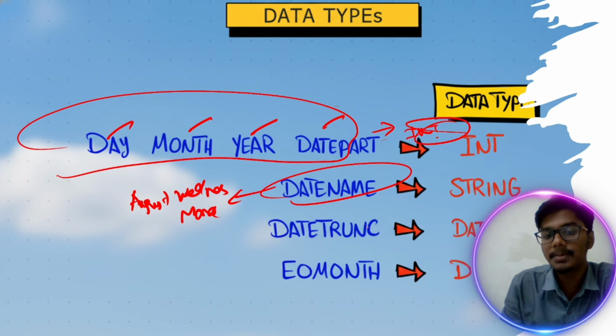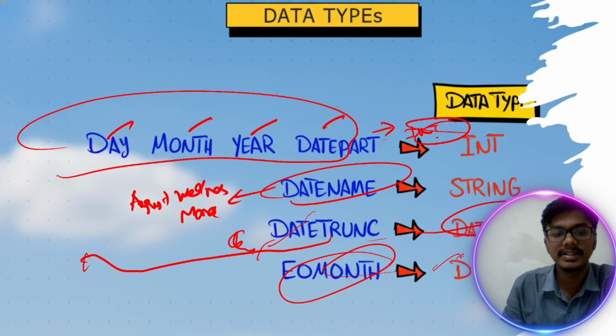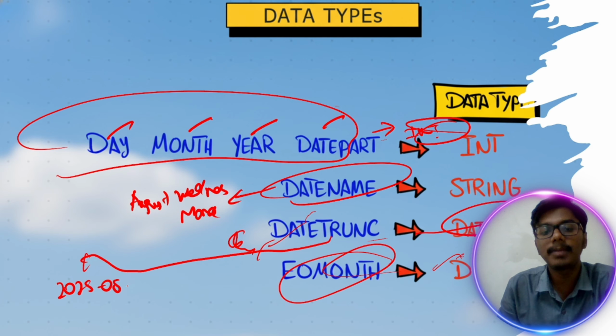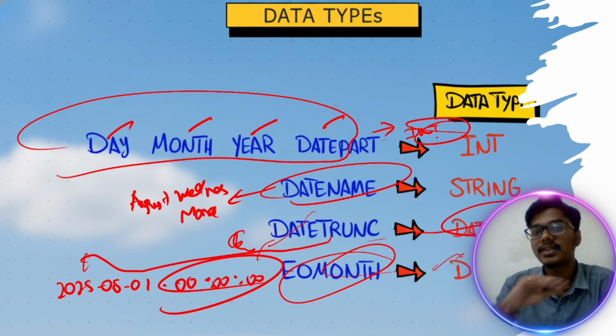So what about DATETRUNC? We are going to extract some part with DATETRUNC, right? Day, month. EOMONTH is considered as a date. In DATETRUNC, we are going to consider 2025 8. The output will maybe be 01 00 00 00. It may be considered along with the time, right?